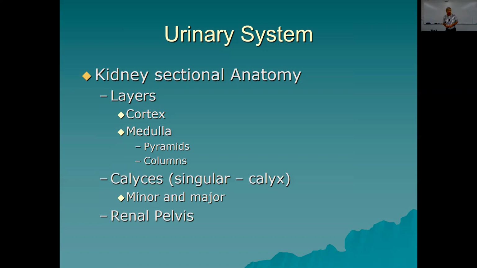Calyces are spaces within the kidney that collect urine. And there are minor calyces that urine is first put into. The minor calyces become major calyces. The major calyces lead into what's called the renal pelvis. That's the big area inside the kidney that holds urine.